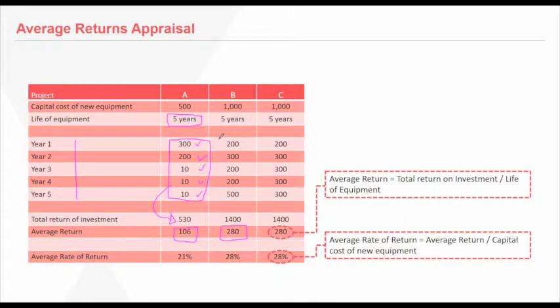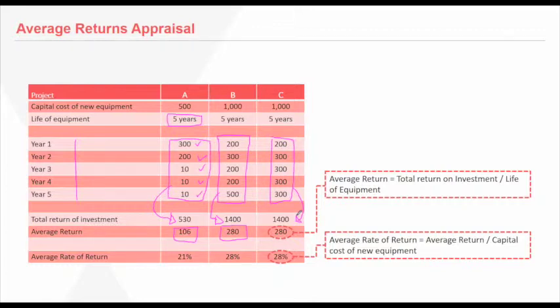£280 per year, because we added up all of our flows over the project lifespan and divided it by the project life. So that addition, and it's the same number for project B and C, is £1,400. We add all of that up, £1,400, and we divide it by the project life, and that gives us on average £280 coming in per year.